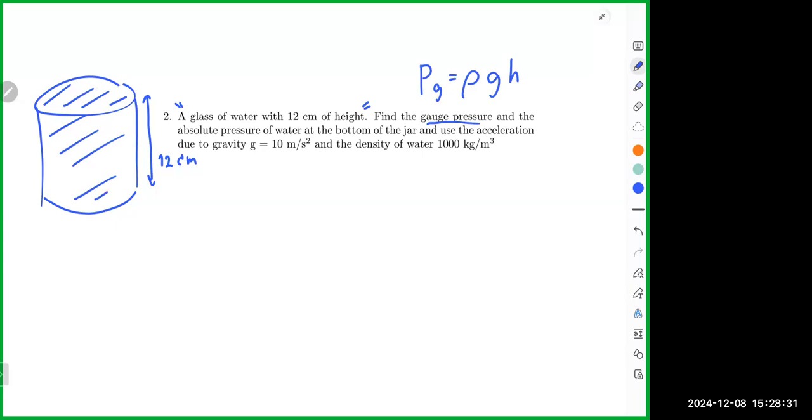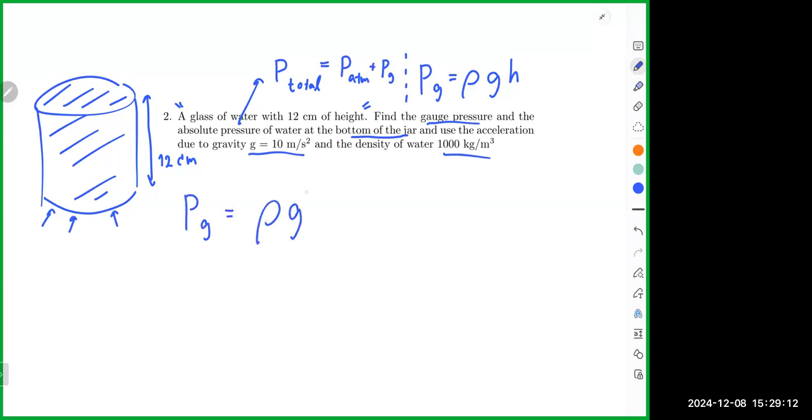Not just the gauge pressure, but also the absolute pressure or total pressure of water at the bottom of the jar, right here. So use this one, the acceleration, use this one, the density of water. Okay, to get this, the P total is the P of the atmosphere plus P gauge. Then we would like to start from the gauge pressure, rho g h.